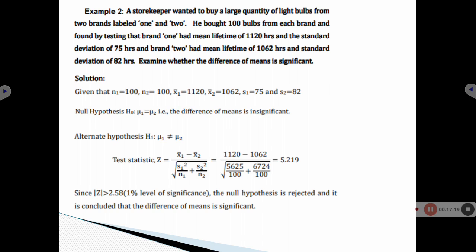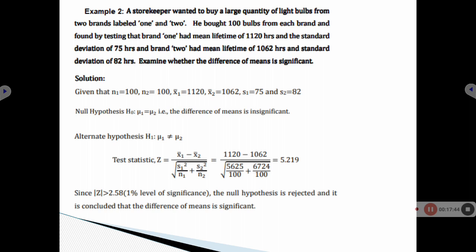Okay, so the null hypothesis, the first step we are going to fix here is mu1 is equal to mu2. That is, the difference of mean is insignificant, there is no difference between the two populations. The alternative hypothesis we are going to fix here is mu1 is not equal to mu2, so it is a two-tailed test here.